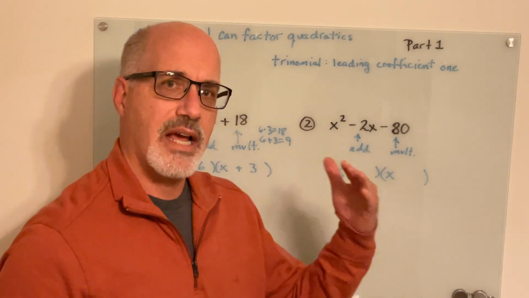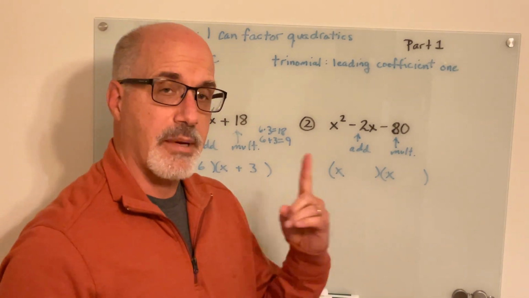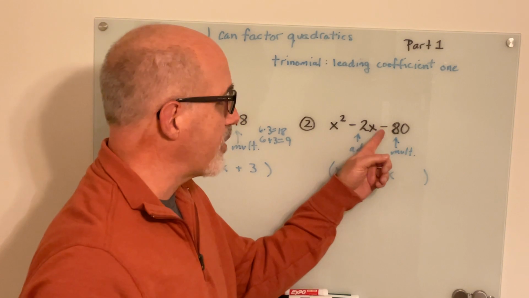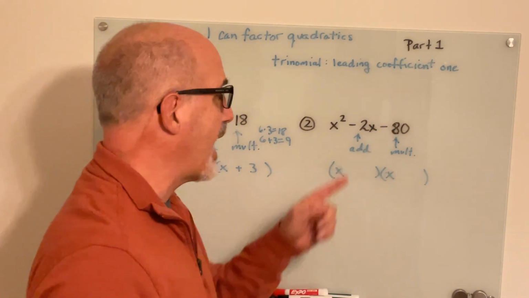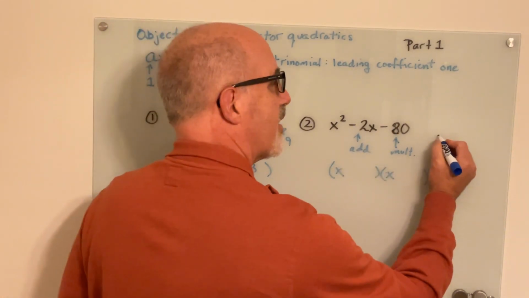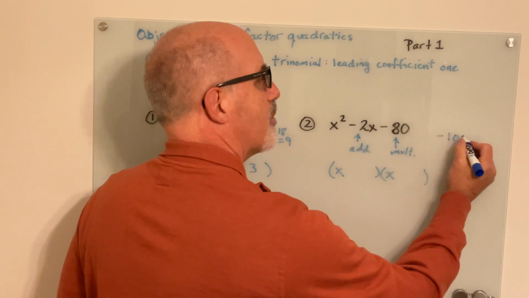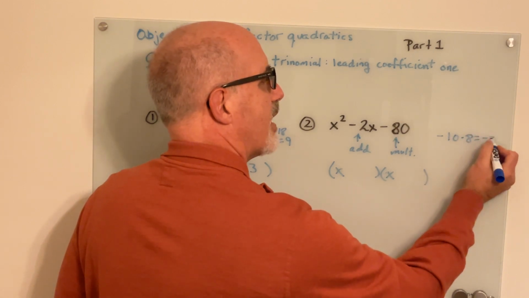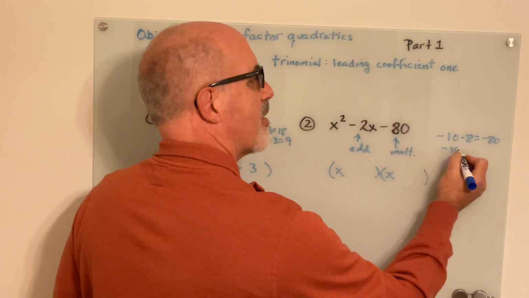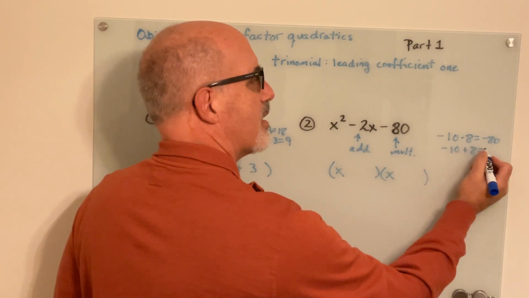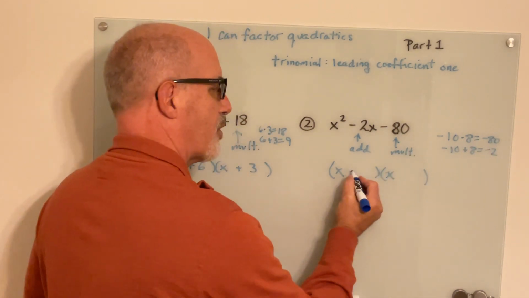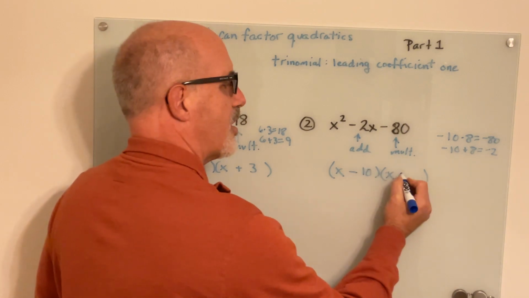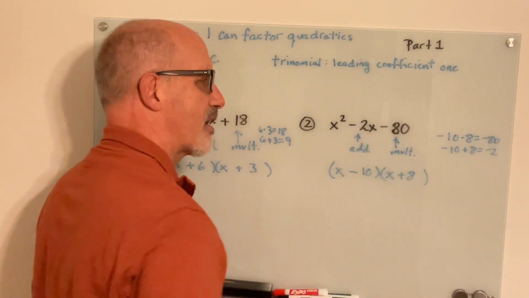Well, 10 times 8 is 80. If I make one of them negative, I can multiply those two together to get 80 and add to get negative 2. If I make it a negative 10 times 8, that gives me negative 80. And then negative 10 plus 8 gives me the negative 2. So I just put those in my factorization, and that's what factors into that.